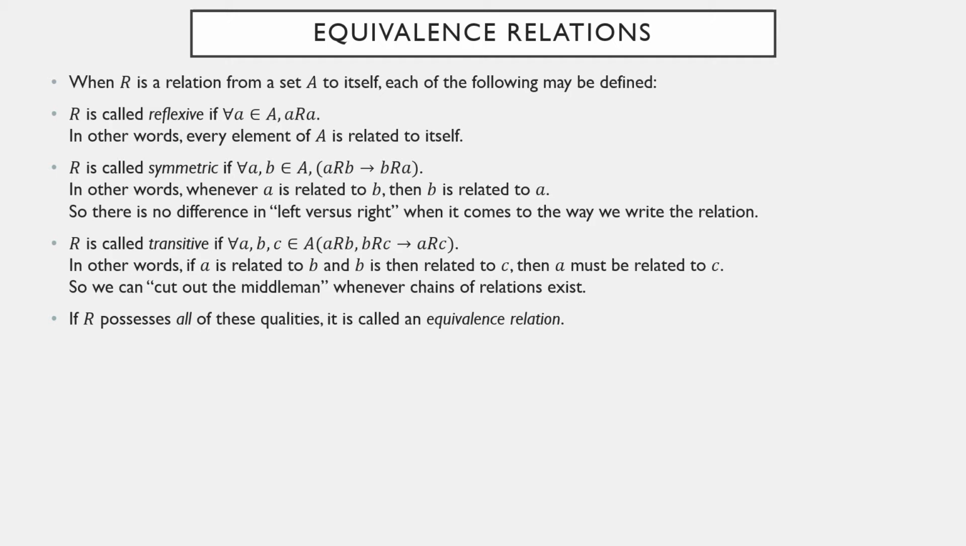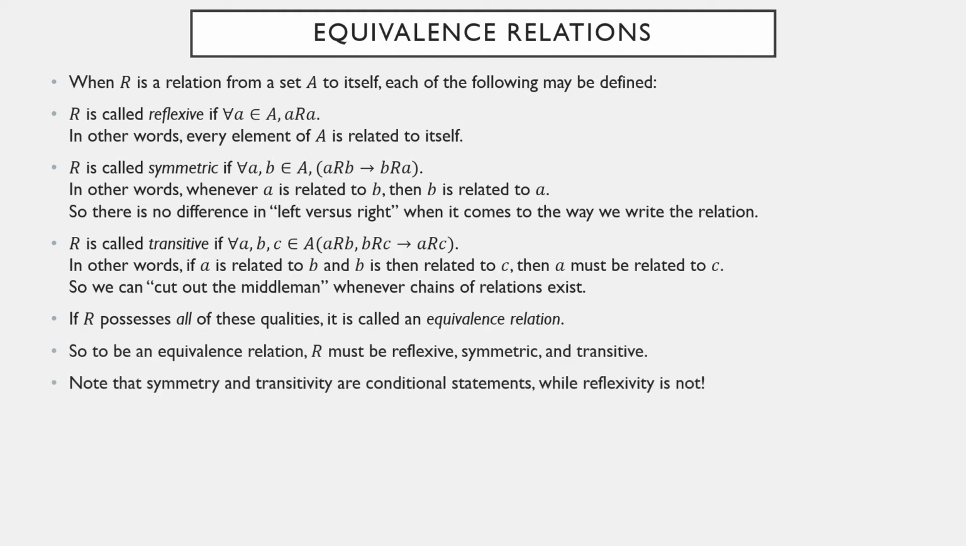It's reflexive, everything's related to itself. It's symmetric. If one thing is related to a second, then the second is related to the first. It's transitive. If one is related to a second and that second is related to a third, then the first is related to the third. If you have all three of these properties, you're called an equivalence relation. So it's got to have all of those properties.